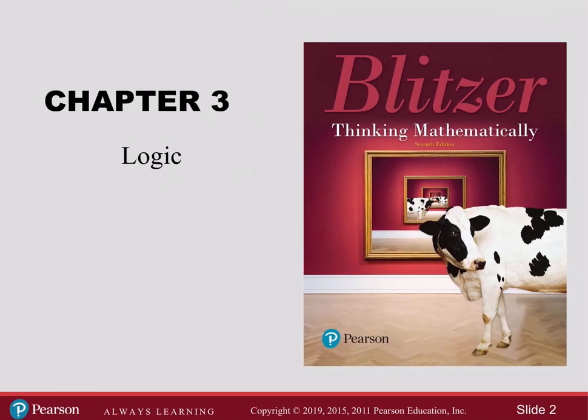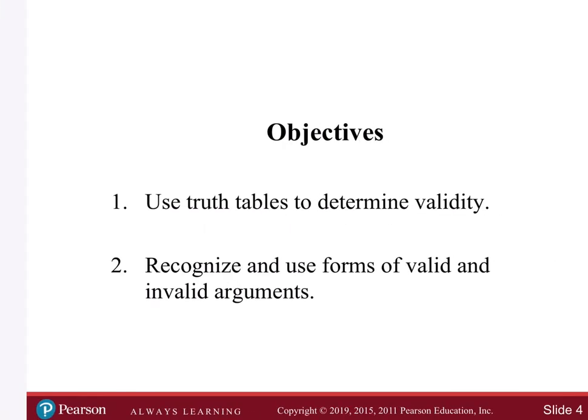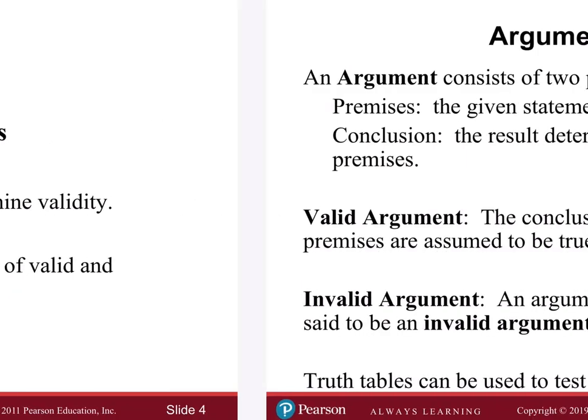We're continuing our exploration of Chapter 3 on logic from Blitzer Thinking Mathematically. And today we're going to be looking at Section 3.7, Arguments and Truth Tables. A couple of objectives. One, we'd like to use truth tables to determine validity. And two, recognize and use forms of valid and invalid arguments.